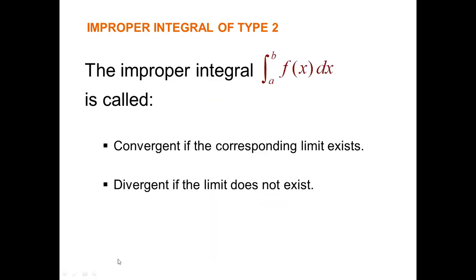Now, the improper integral of f of x from a to b is called convergent. We also have the terms convergent and divergent for type 2 if the corresponding limit exists. It is convergent if the value that you get out of evaluating the integral is a real number. It is divergent if the limit does not exist. So if it does not exist, it is said to be divergent.